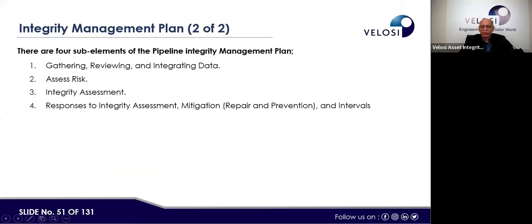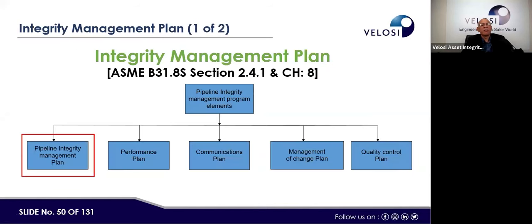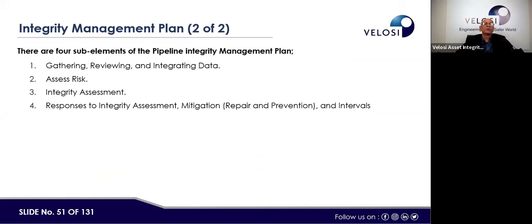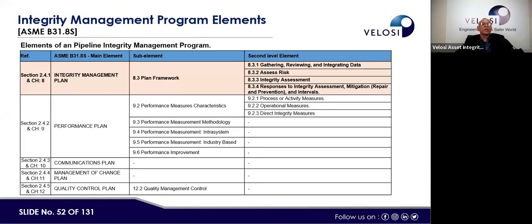For example, the first element, the pipeline integrity management plan, is subdivided into gathering, reviewing, and integrating data, then assess risk, integrity assessment, responses to integrity assessment, mitigation, which is repair and prevention, and intervals. So it means the integrity management plan is divided further into 4 sub-elements. Here, these are the ASME B31.8S sections that we're trying to show.